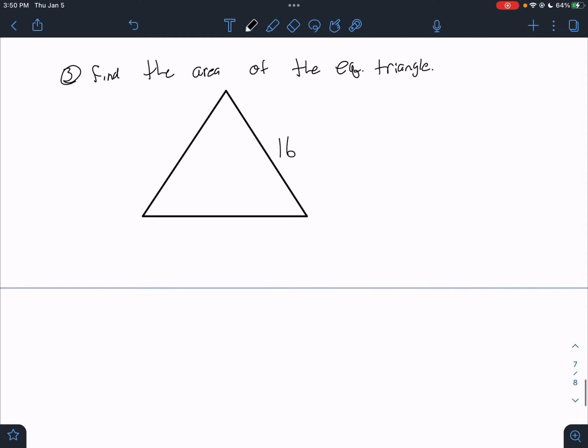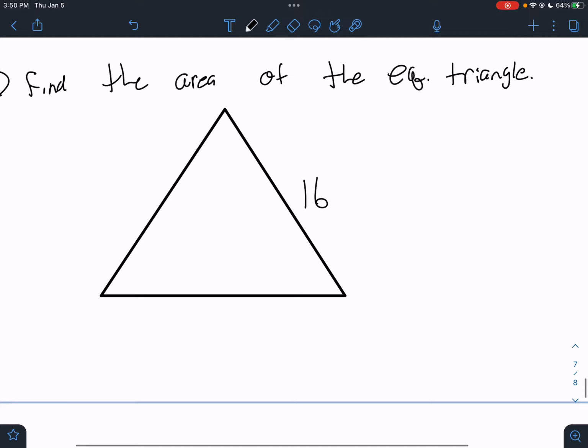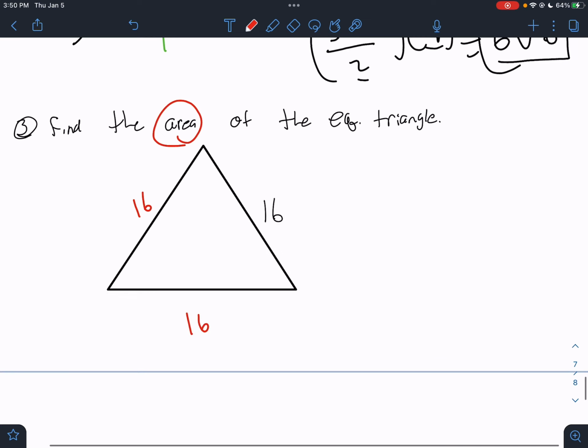All right, how about this last one? We have an equilateral triangle. That means every side is the same length, 16 and 16 for those two sides. It's asking for the area. Area of a triangle is 1/2 times the base times the height. That's a formula we've known for a little while. We don't have a height.